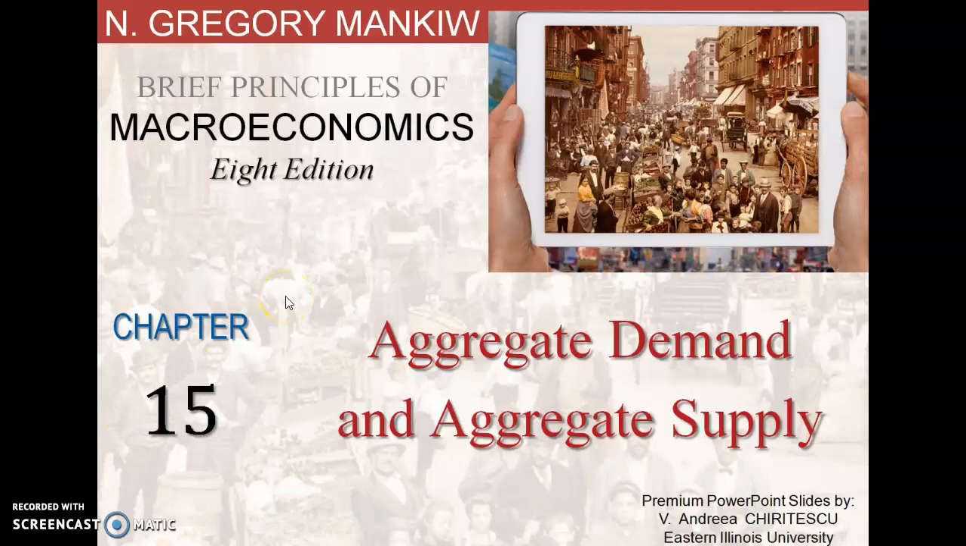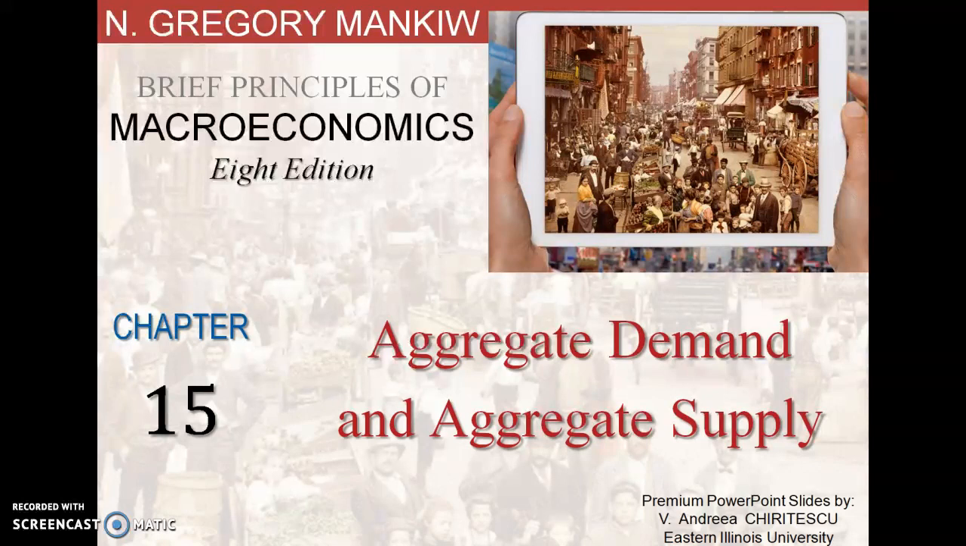Chapter 15 is Aggregate Demand and Supply. This is the model for the demand and supply of everything in the overall economy and mainly deals with the short-run economy. Out of all the chapters that we've done besides the supply and demand chapter, which was chapter 4, this is probably the most important chapter.